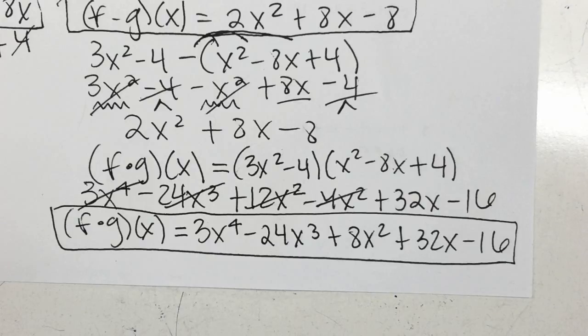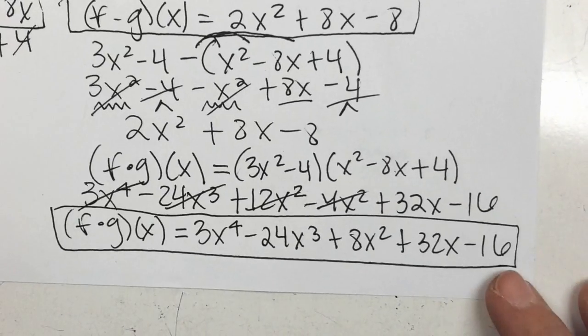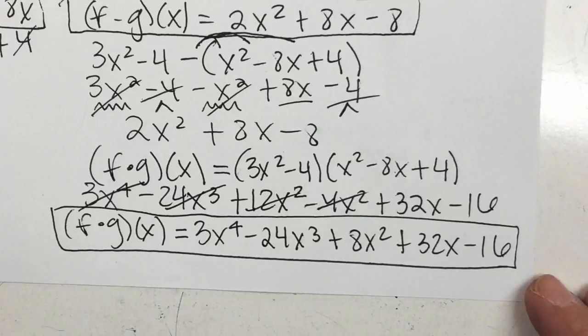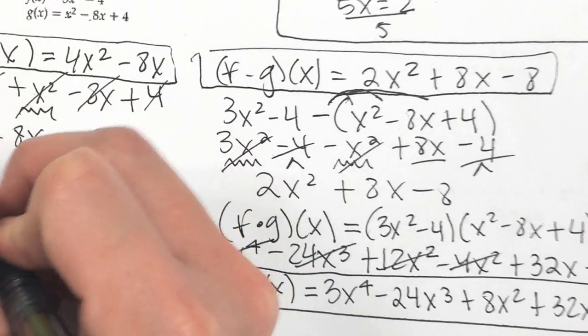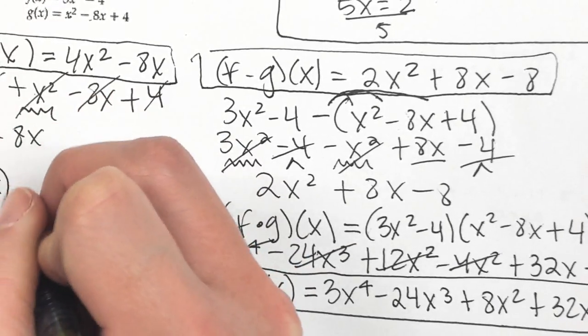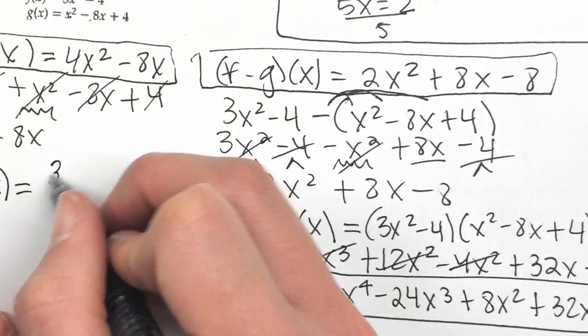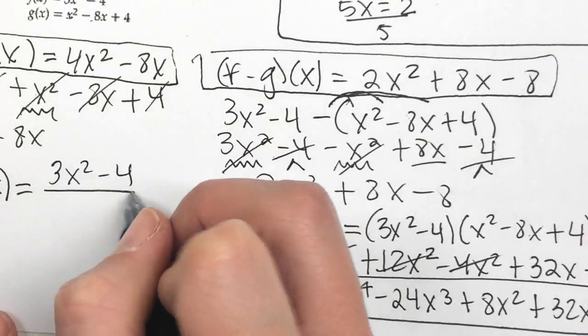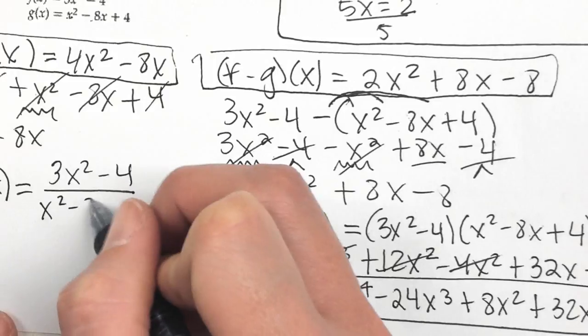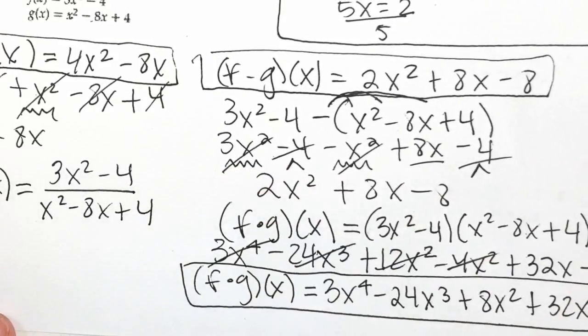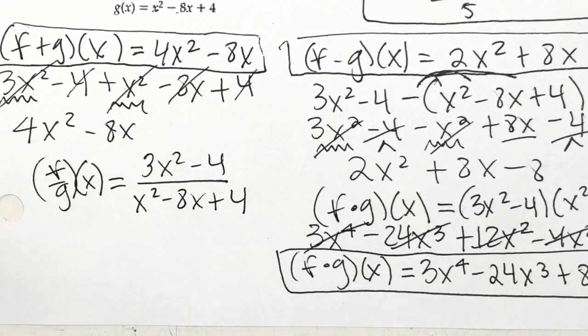Alright, last one, division. So setting it up is the easy part. So f over g of x, what's going to go on top? On bottom? Alright, and now we have to do what? Set the bottom equal to 0 to solve, right? To make sure we know what we can't plug in for x.